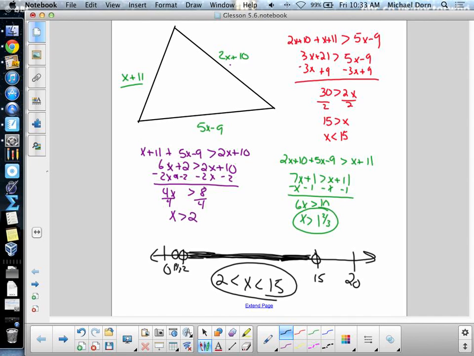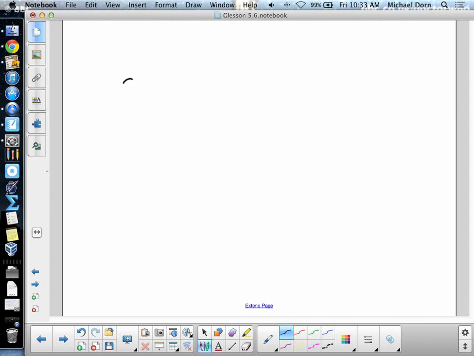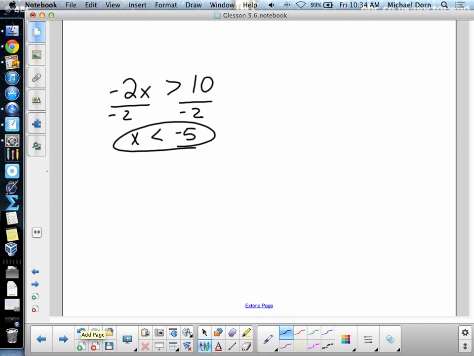So if I have something like negative 2x is greater than 10, and I need to solve that by dividing by negative 2, I have to switch the direction of the inequality. Or if I divide by a negative. I can add or subtract anything I want. It's only if I divide by a negative. Dividing by a positive is not a problem. Multiplying by a positive is not a problem. Only if you multiply or divide by a negative do you have to switch the direction of the inequality.